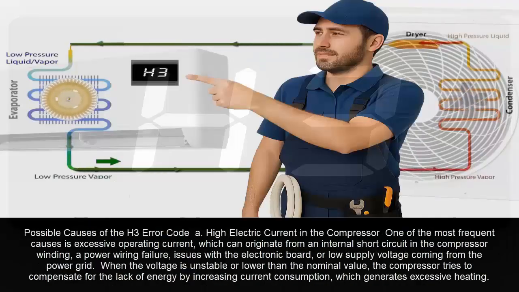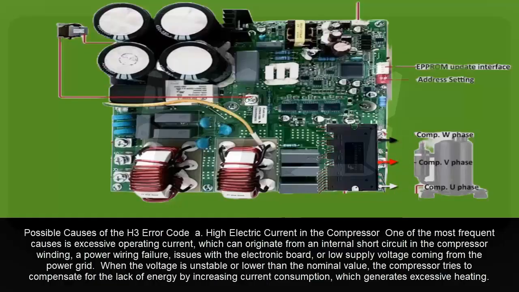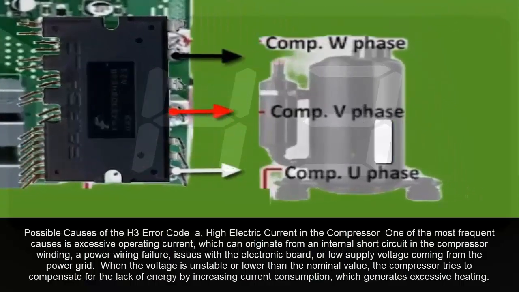Possible causes of the H3 error code. A. High electric current in the compressor. One of the most frequent causes is excessive operating current, which can originate from an internal short circuit in the winding of the compressor, a power wiring failure, issues with the electronic board, or low supply voltage coming from the power grid.